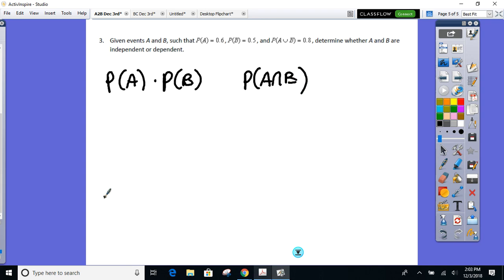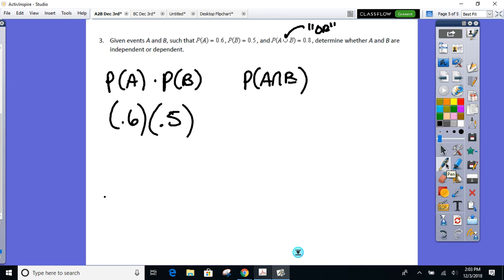Probability of A, 0.6. No table needed. It's right there. Probability of B, 0.5. Probability of A and B. No. That's not an and symbol, is it? That's my or symbol from Friday. Do not plug in 0.8. So what the heck do I do? Because I need this value of A and B.